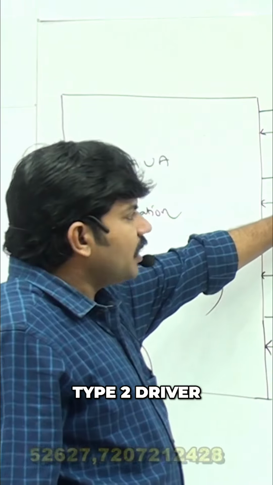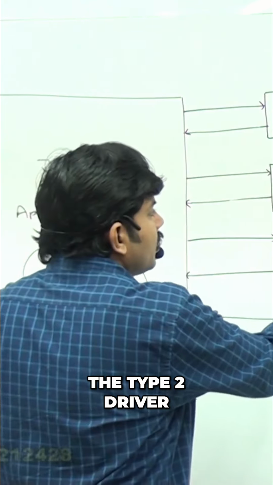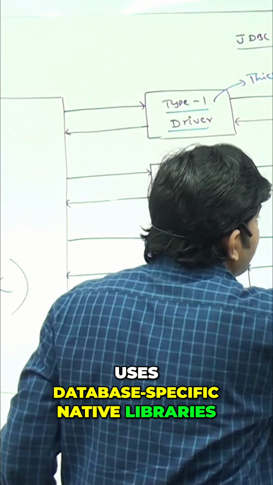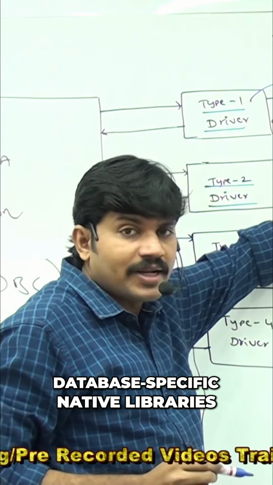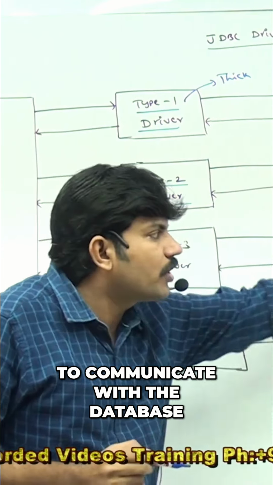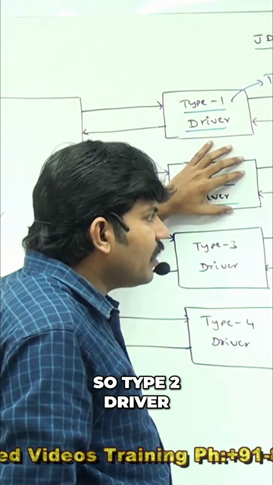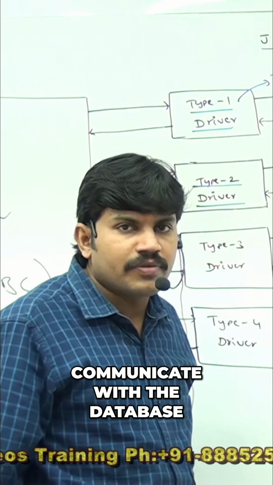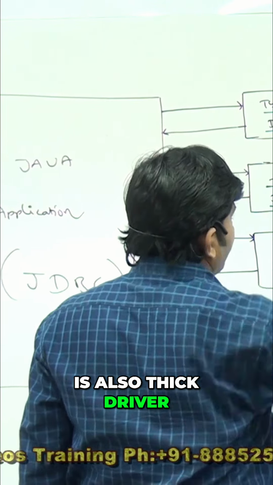In the same way, type 2 driver: the Java application communicates with the type 2 driver. Type 2 driver internally uses database specific native libraries. Have you remembered, right? Database specific native libraries, which then communicate with the database. So, type 2 driver requires native libraries, and only then can it communicate with the database. That's why this driver is also a thick driver, right?